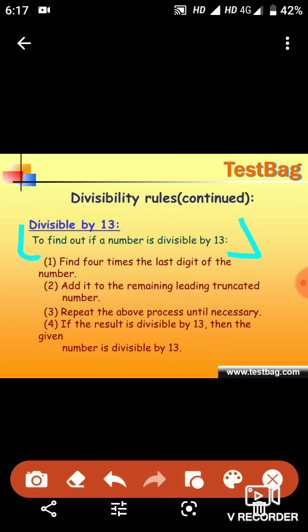So, they are saying that first, the last digit of that number is multiplied by 4. Now, add the result to the remaining digits. Whatever you get, if it is sufficient, you don't repeat this process. But if it is required to repeat the process, then you can.